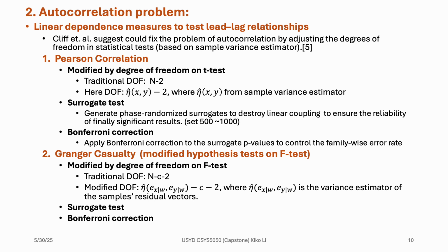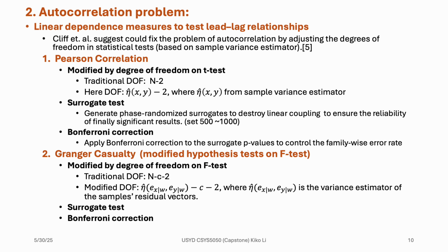For more rigor, I will also consider using a surrogate test with 500 or even 1000 random surrogates, just to destroy the linear coupling of the data. Last step, for more rigor as well, I will apply Bonferroni correction to the final p-value result, just to control the family-wise error in this lead-lag relationships question.